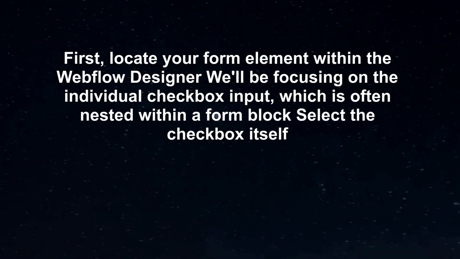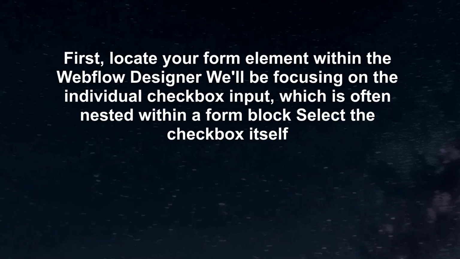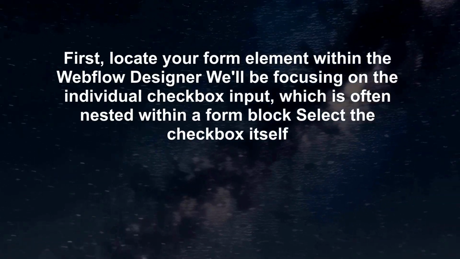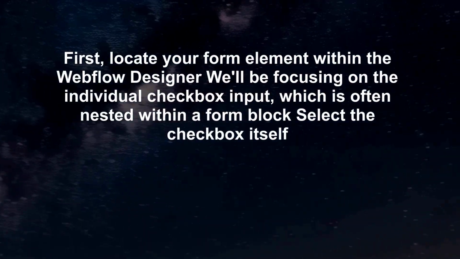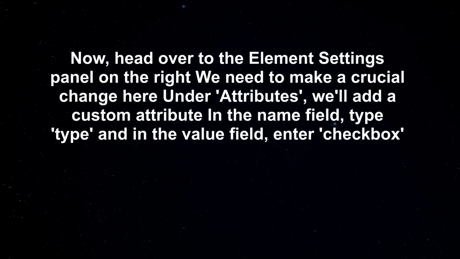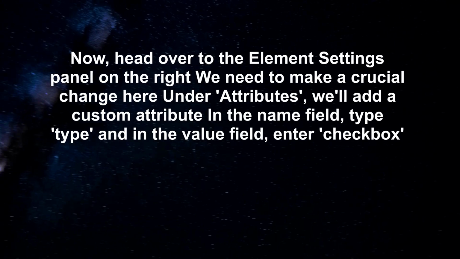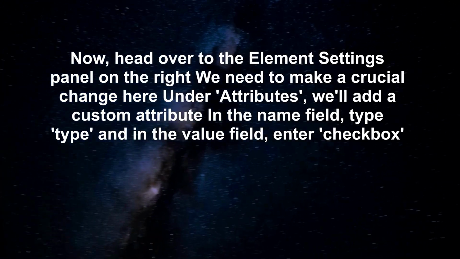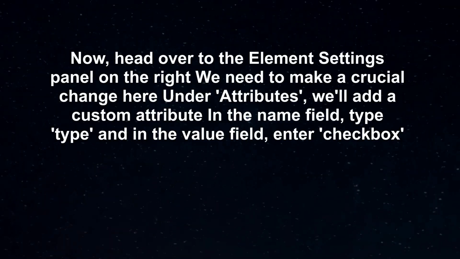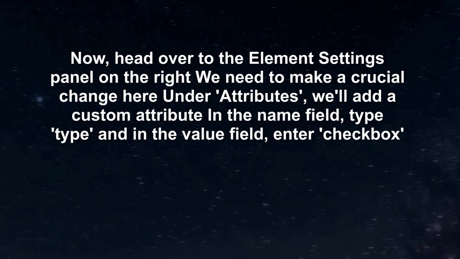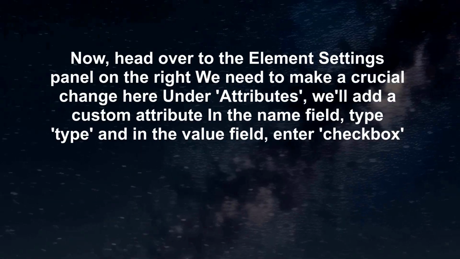We'll be focusing on the individual checkbox input, which is often nested within a form block. Select the checkbox itself. Now, head over to the Element Settings panel. On the right, we need to make a crucial change here under Attributes. We'll add a custom attribute: in the Name field, type "type", and in the Value field, enter "checkbox".